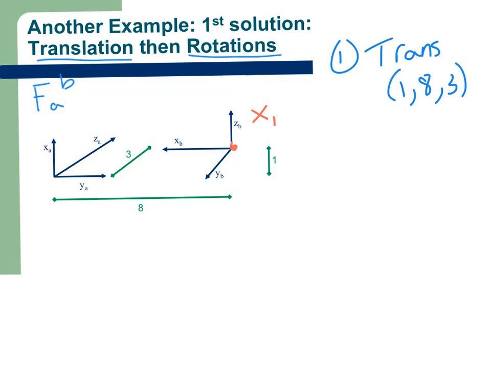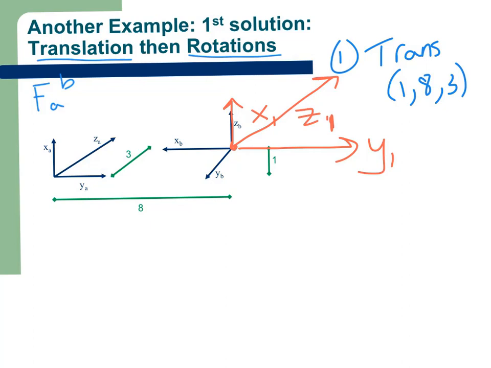The X1 is sort of the same as the ZB. And the Y1, which is the same as the YA, right, actually goes along here. So there's Y1. And the Z1, of course, is going to also be in the same direction as the ZA. So there's the Z1. Okay.